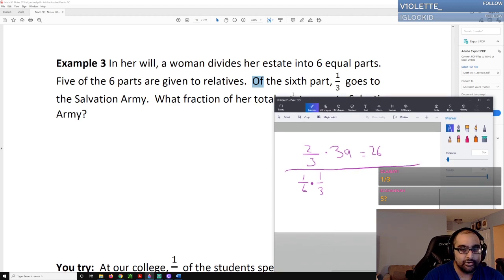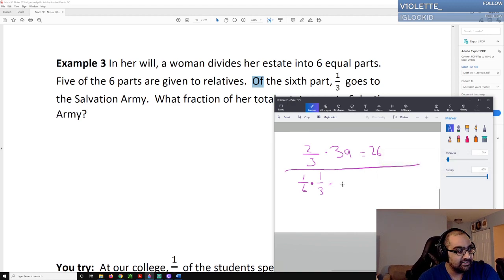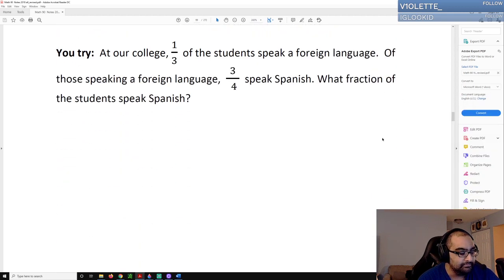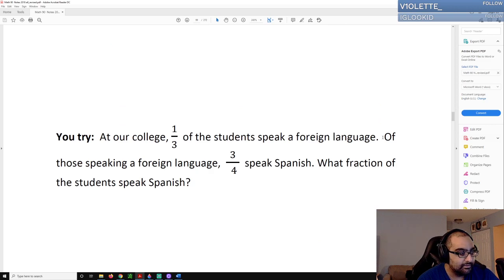Okay, so 5 doesn't have anything to do with this problem. 5 just establishes that 5/6 of the estate was given to some random relatives. But the more important part here is this 1/3, because that reflects the part of the 6th in that case. So in this case we get 1/18. So 1/18 would be our answer for that.